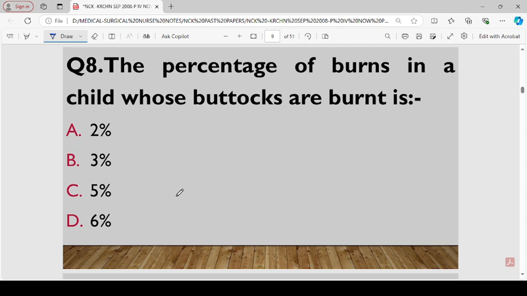The percentage of burns in children whose buttocks are burned is, okay, guys, we normally use the rule of 9. So the modified rule of 9s states that the head and neck account for about 18%, each arm about 9%, each leg 14%. We have anterior trunk 18%, posterior trunk 18%, of which this 18% is where the buttocks are included, right? So when you look at it, you find that the buttocks normally make up around 5% of that.